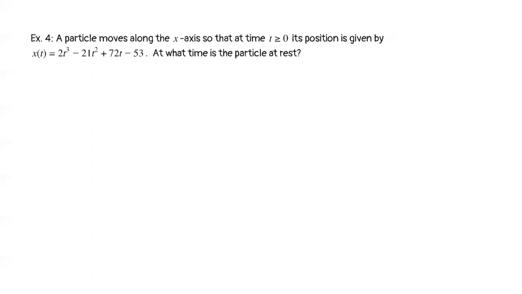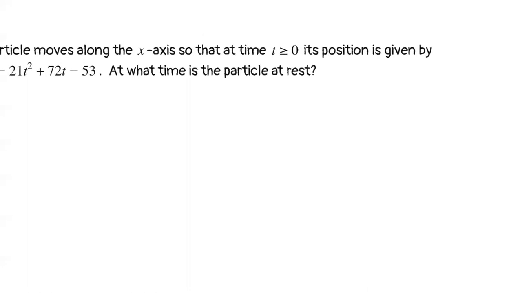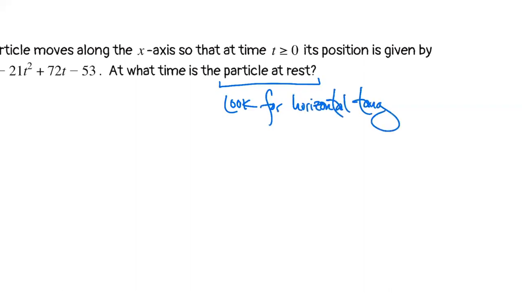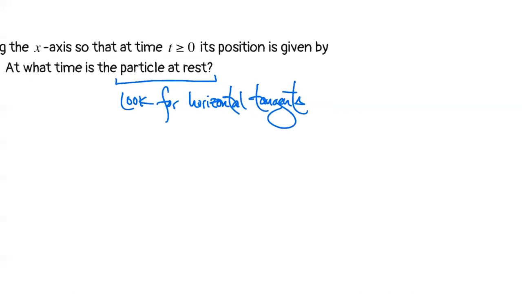Nice, nice. So let's jot this down. Let's see what other phrases folks come up with. So particle at rest is, look for horizontal tangent. I'm going to add one phrase to this. Okay, look for horizontal tangent on position graph. Okay, on the position graph.